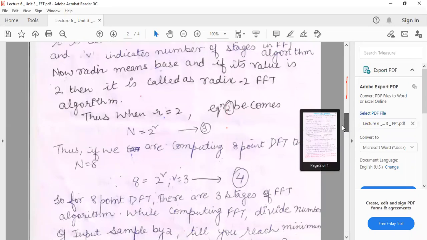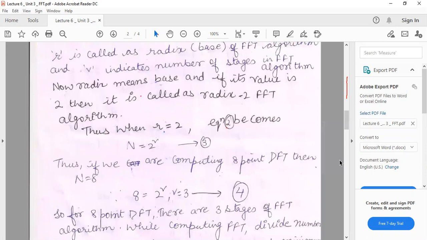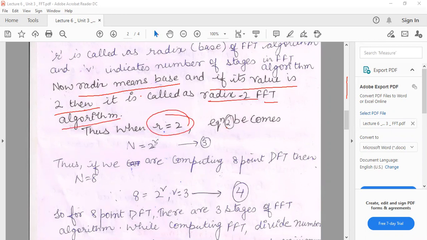Okay, so let us come further. Now, radix means base. So if its value is 2, which is what I discussed just now, then it is called the Radix-2 FFT algorithm. This is what we are discussing, Radix-2. So that means N is equal to 2 raised to the power V, right?